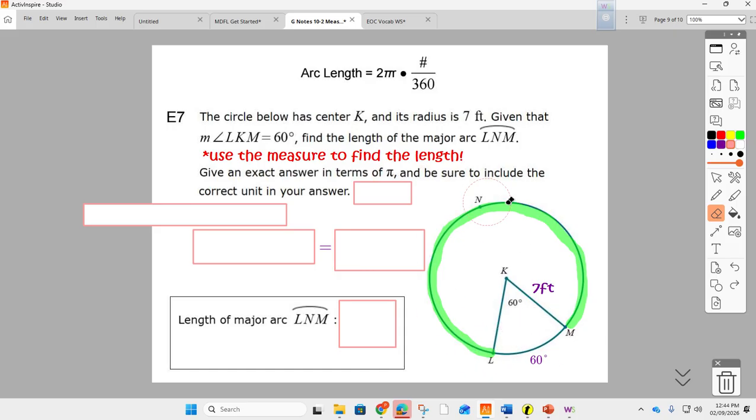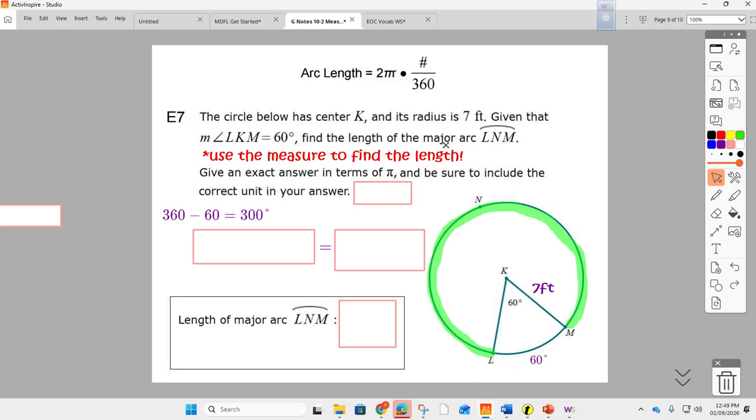Vivian? How are we going to find the measure of this arc? So remember, the measure and the length are not the same. The measure, hint, is easier. So 60 is the measure of arc LM. We want the measure of arc LNM. Very good. That's right. So we take 360, subtract 60. Now we know the measure of arc LNM is 300 degrees.